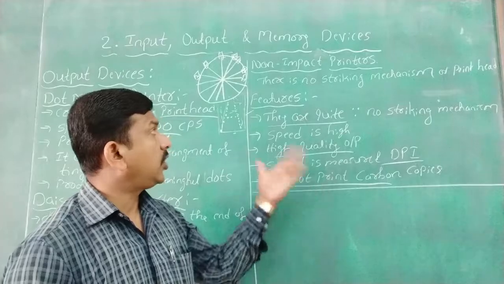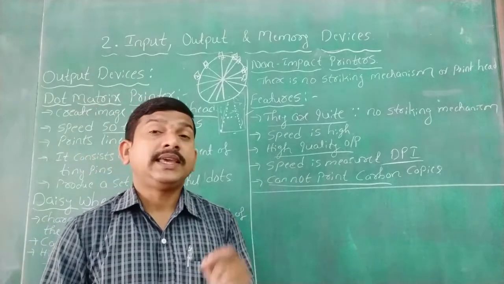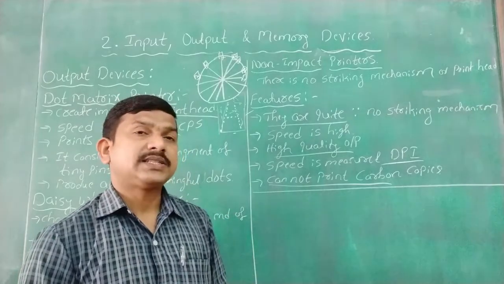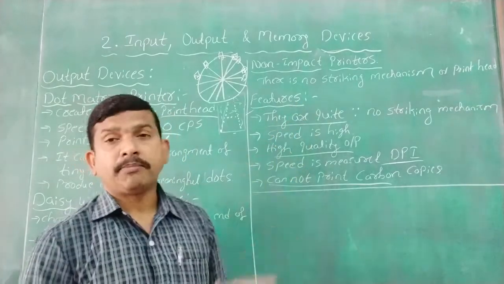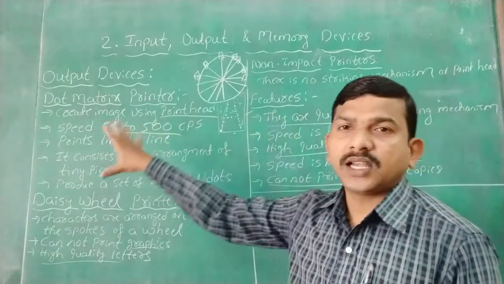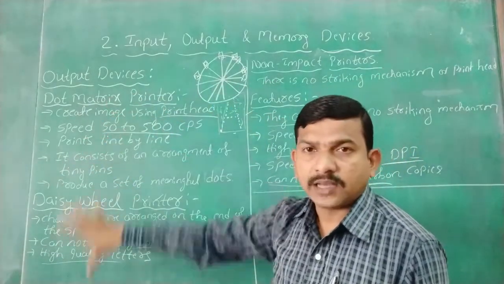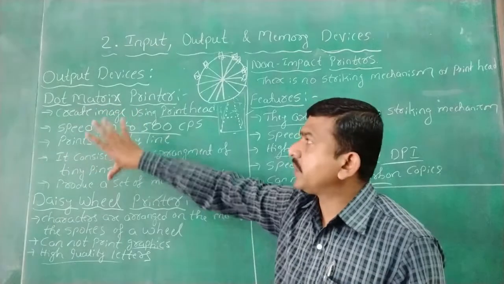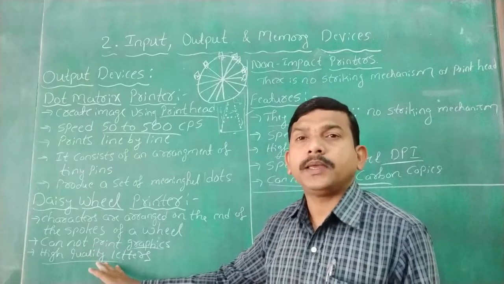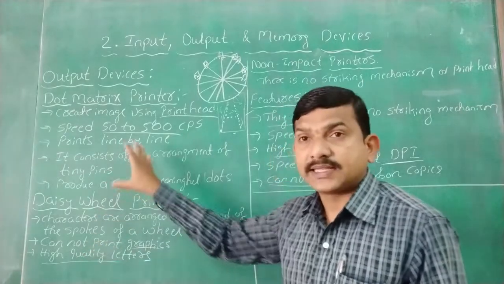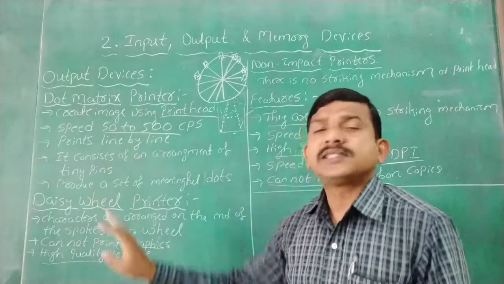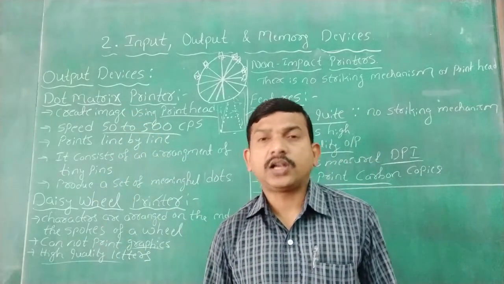The examples for non-impact printer I already told: the inkjet printer and the laser printer. Those two are the best examples for non-impact printer. Is it clear? So these are some of the basic introduction. Dot matrix as well as daisy wheel are the two important example printers for impact printer. And we have discussed some of the features and how it works.